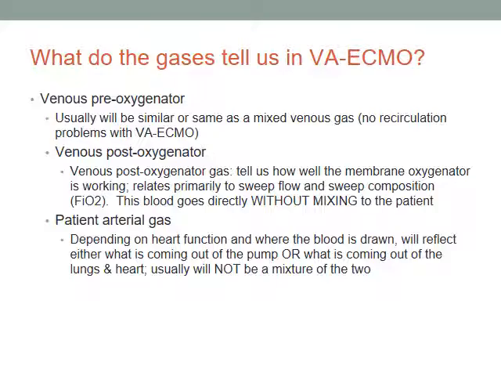So for anybody that's going on VA ECMO, what we would like is to have them have a right radial arterial line placed. I do not want to see anybody coming to the OR with just a left radial. It really messes up management forever.